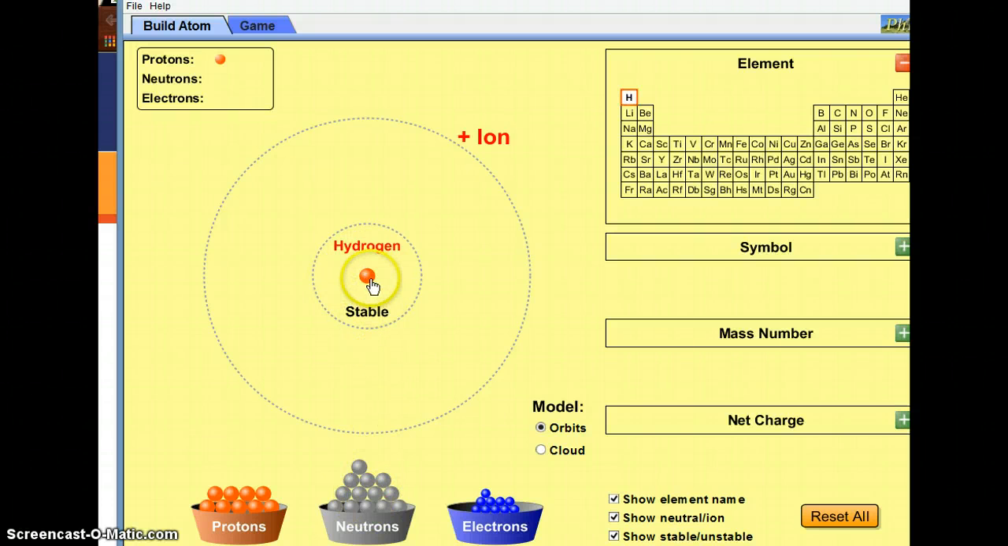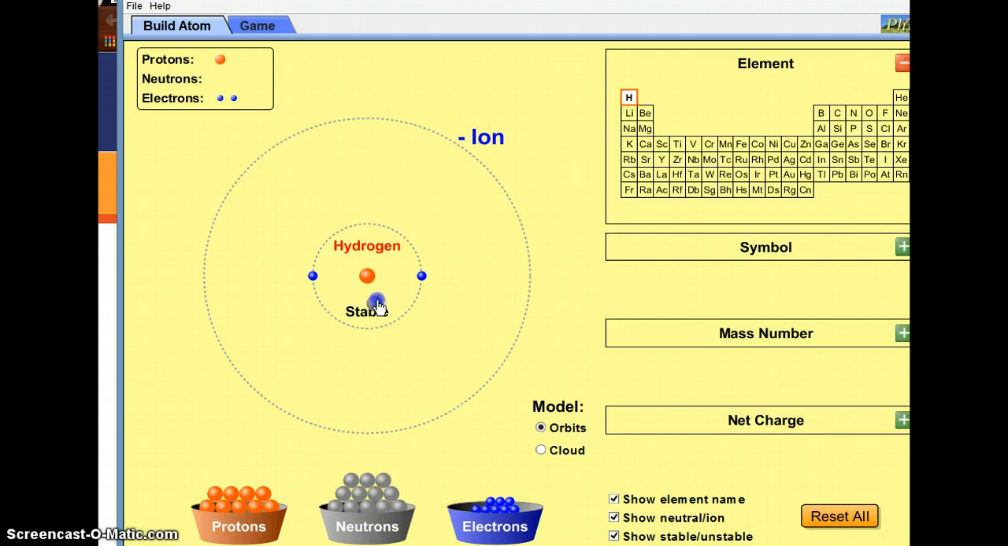Right now it's saying that it's stable. It's an ion because we haven't balanced the positive charge of the proton with an electron. But once I do that, we've created a neutral atom. That's because our proton has a positive charge, our electron has a negative charge, so they cancel each other out. If I was to add a second electron, it would become a negative ion because we have more negatives than positives, so it's a negative ion.